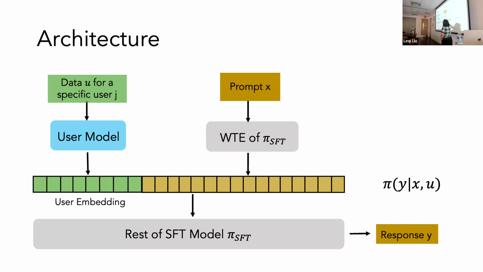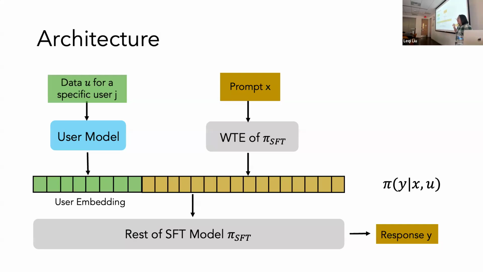In particular, this works as follows. This is the word token embedding of the reference model that we're dealing with. So basically, when we are given a prompt, we need to tokenize it. And once we tokenize it in transformers, we need to map each token to a particular embedding. So this is the word token embedding step. After we get this embedding, we prepend it with a user embedding that we learn later. This way, when we generate the response, it's always conditioned upon both the prompt as well as the information about the user.